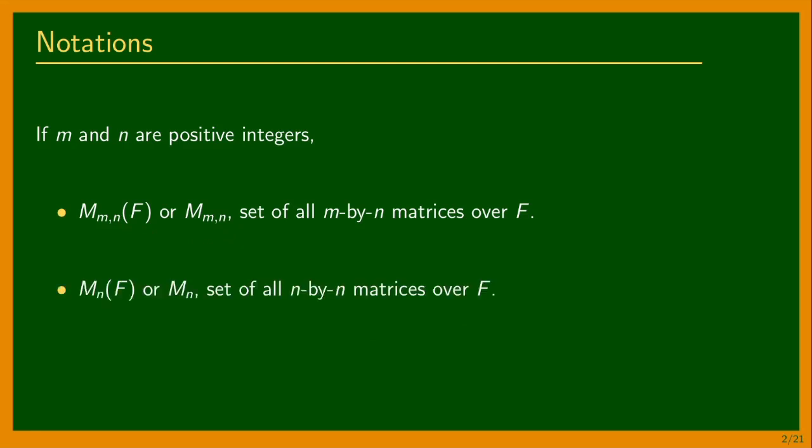In the case where the number of rows and the number of columns of the matrices are equal, we denote the set of all such matrices as M_n(F), or simply big M subscript little n if F is clear from the context. We call the matrices with an equal number of rows and columns square matrices.